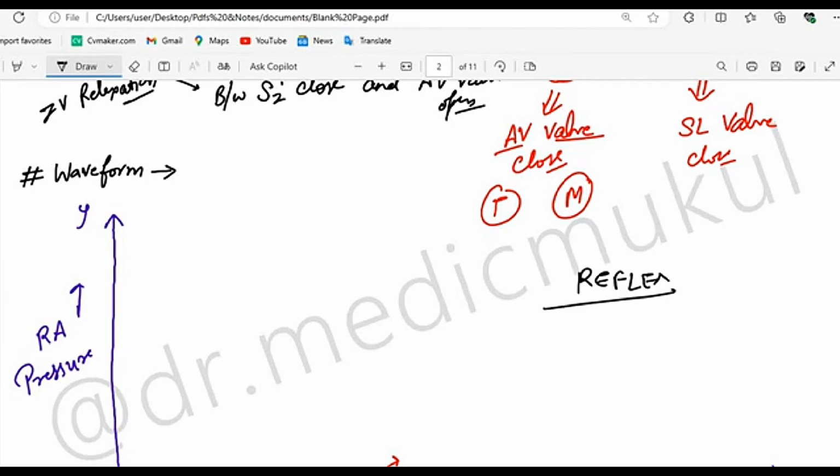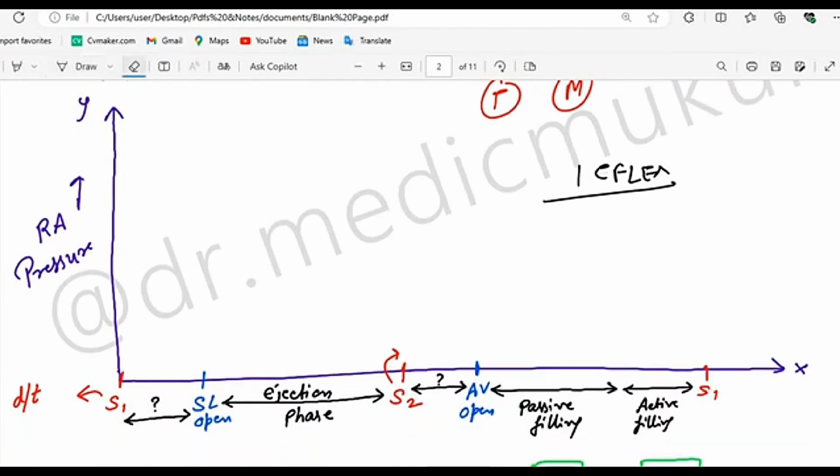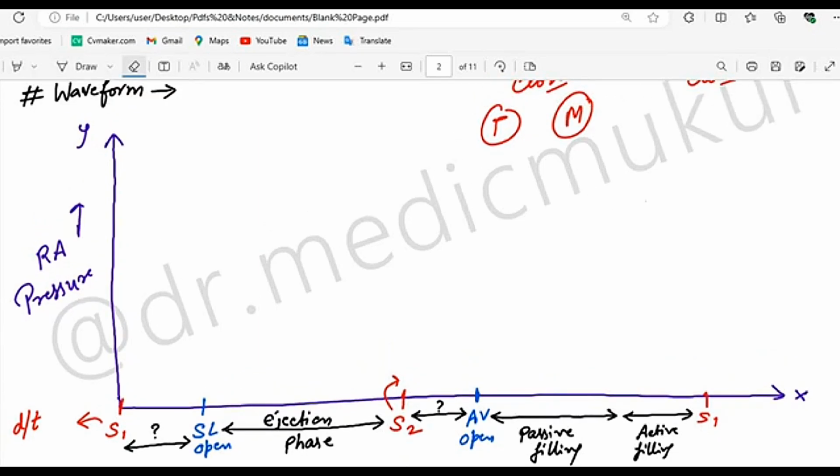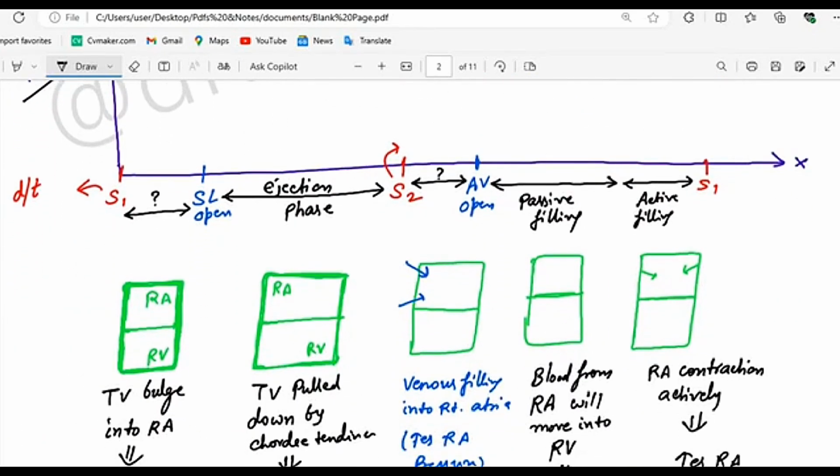After that, let's come back to our topic, that is the waveforms. So what is a waveform? Remember, in the waveform we talk about, there is the right atrial pressure on the y-axis, and on the x-axis we have the phases like the systolic phases or the diastolic phases that we are going to discuss. So let's start from the S1.